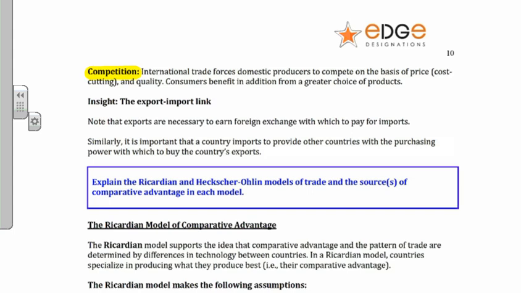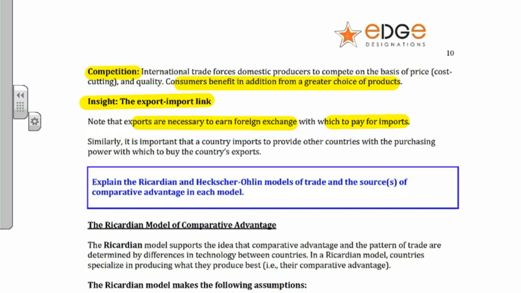International trade forces the domestic producers to compete because consumers will benefit from the competition, the pricing, as well as the additional choice of product. The export-import link: it is important to note that exports are necessary to earn foreign exchange, and when that foreign exchange is earned, we use it to pay for the imports.